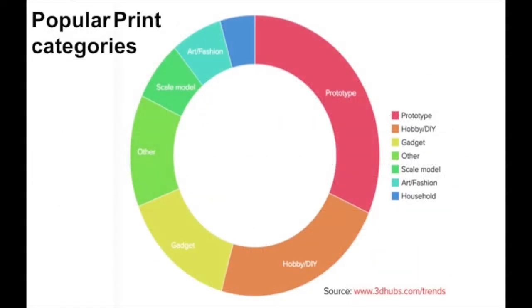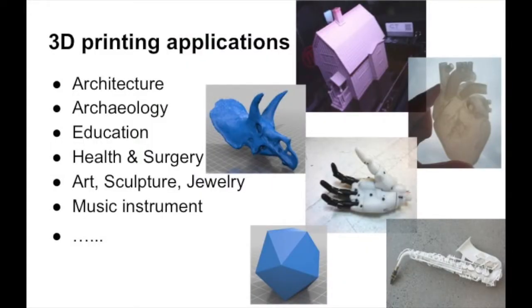People are 3D printing different things. Here's a graph with data of popular print categories. Topping the list would be 3D printed prototypes, with hobbyist and DIY prints coming in next. Let's have a look at the applications of 3D printing in different areas. 3D printing is widely used in architecture, archaeology, education, surgery, art, music instrument, and so on.